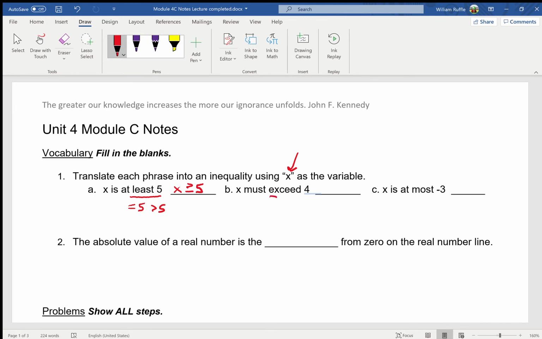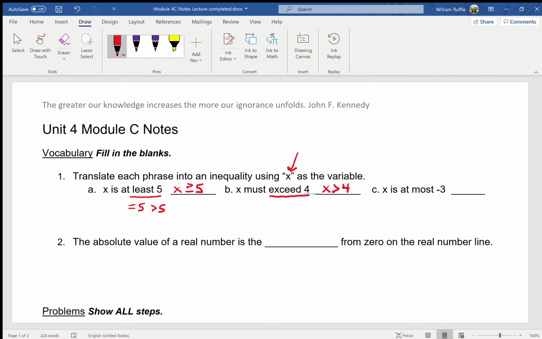Now if it must exceed 4, that means it cannot equal 4. It must be just greater than 4. And that's why this is just x is greater than 4. There's a slight difference here. It must exceed 4, so it's got to be bigger. At least means it could be 5 or bigger. So this is greater than or equal to. The first one's greater than or equal to. The second one is just greater than.